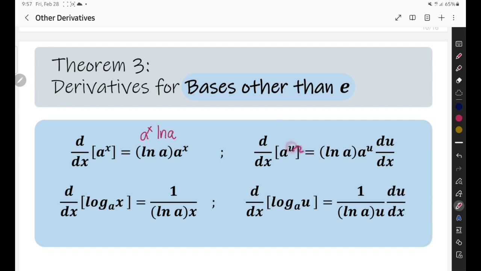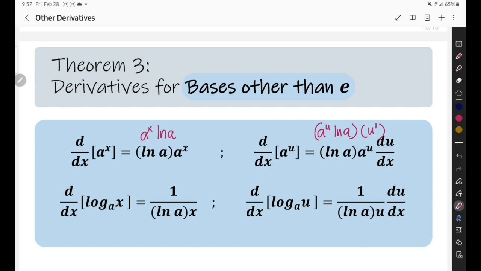You let it be u, no? And then you write it in the same manner as this, but this time it's ln of a times a to the u. But then you still have to multiply it by the derivative of your u. Or another way of writing this one, you could have a^u ln a times u prime. Okay, so that's for the exponential.